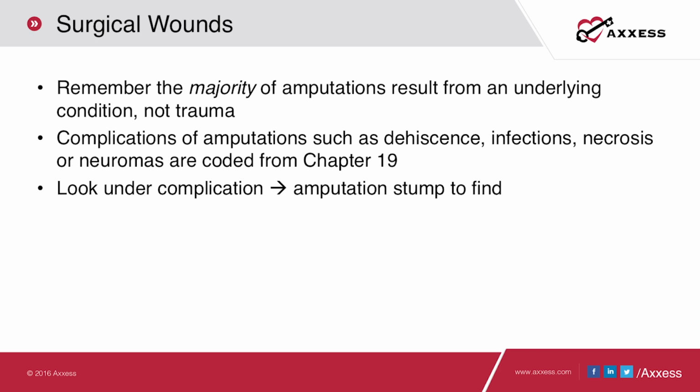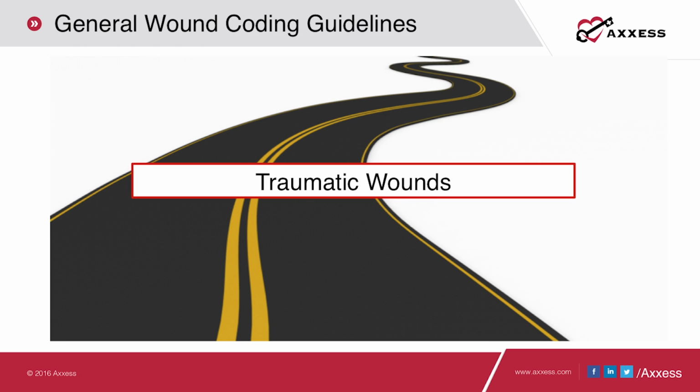A lot of amputations happen from gangrene and circulatory issues. So complications of amputations like dehiscence or infections or necrosis and neuromas, those are coded from Chapter 19. And to find those, you're going to see complication, amputation stump in your alphabetic index to find those codes.